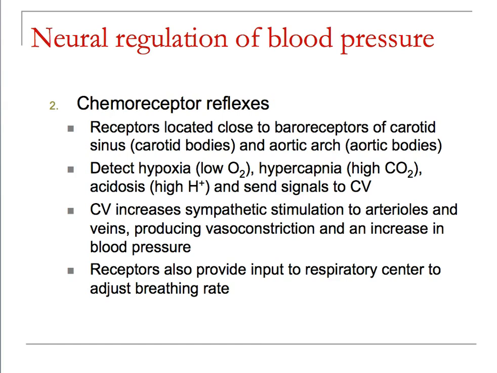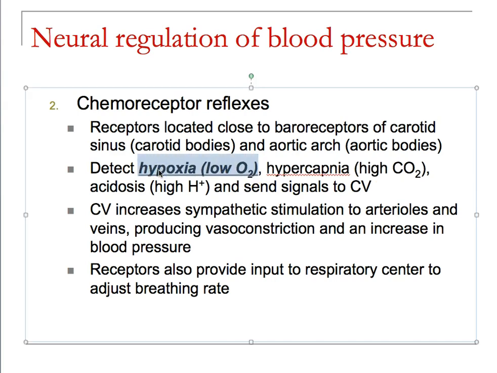Chemoreceptors are also inside the carotid bodies and the aortic arch, and detect low O2, hypoxia. But notice before this, anytime we made red blood cells, hypoxia was detected inside the kidneys. Hypercapnia, which is excess carbon dioxide, and acidosis are going to signal to the cardiovascular center, and then we're going to adjust. Not only do we adjust the heart rate and blood pressure, but you also adjust the respiratory rate.